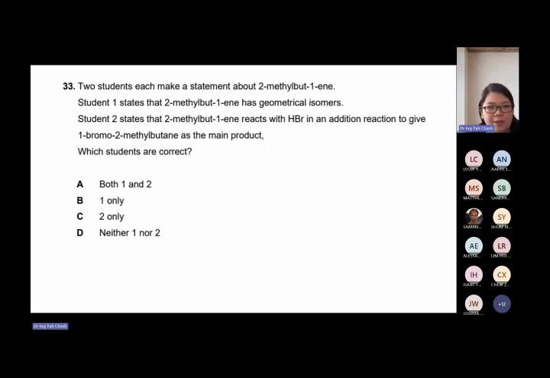Two students each make a statement about 2-methyl-but-1-ene. Let's draw the structure of 2-methyl-but-1-ene first. We'll definitely need the structure now. But means 4 carbons. 1-ene means the double bond is between carbon 1 and 2. We take the smaller number, right? That is why but-1-ene. The methyl group, CH3, is on carbon number 2. The rest are all hydrogen. That is the structure of 2-methyl-but-1-ene.